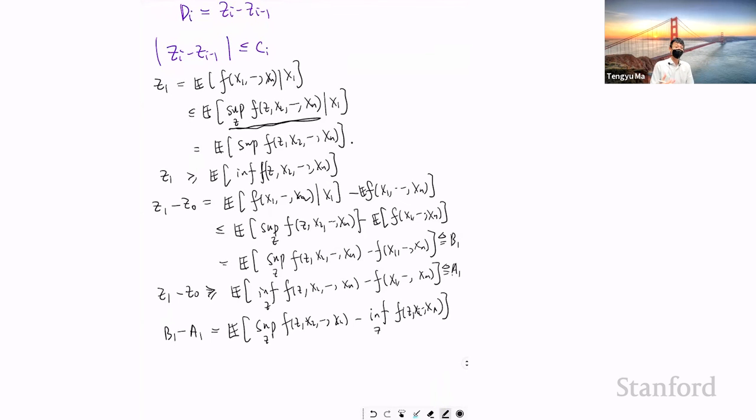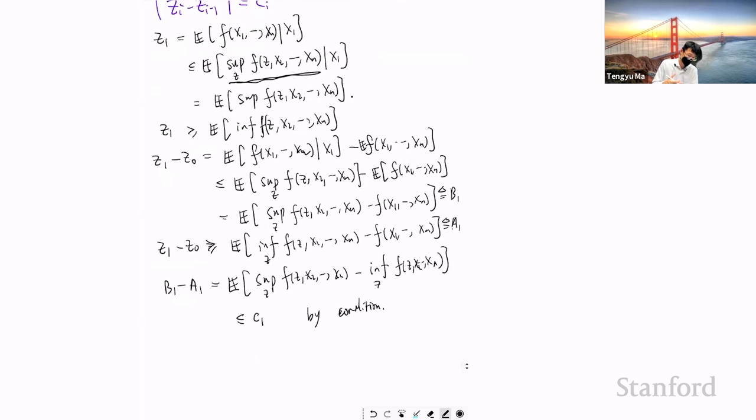Right? So this is exactly the c_i that we defined. If you change your input in the first coordinate, the maximum change is c1. So this is less than c1 by condition. So this is saying that Z1 minus Z0 is between B1 and A1, and B1 minus A1 is less than c1. Each of the random variables Z1 minus Z0 is bounded in a small interval.